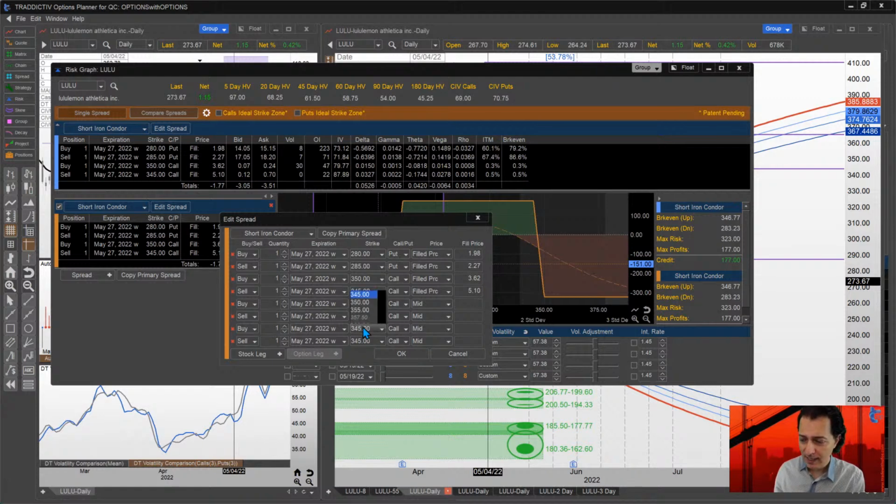And then if I buy the 290 and I sell the 285, notice it's all calls. So now the 285 call is lining up with the 285 put, right? And then I got my 280 put below and my 290 call above, and that's a butterfly.